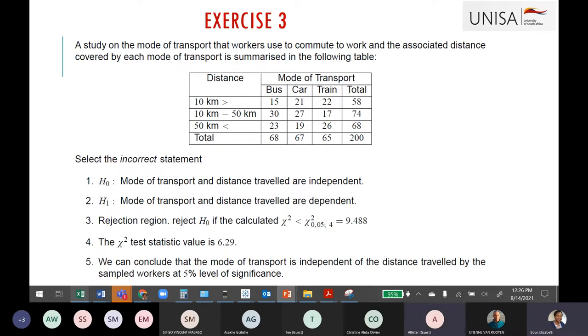A study on the mode of transport that workers use to commute to work and its associated distance covered by each mode of transport is summarized as follows. Here you're given a contingency table. And they are asking you to select which of this is incorrect. I think it's the same as what we just did. Almost. But anyway, there is your exercise. I'm going to give you 5 minutes to go through it, and then we will do the activity together.